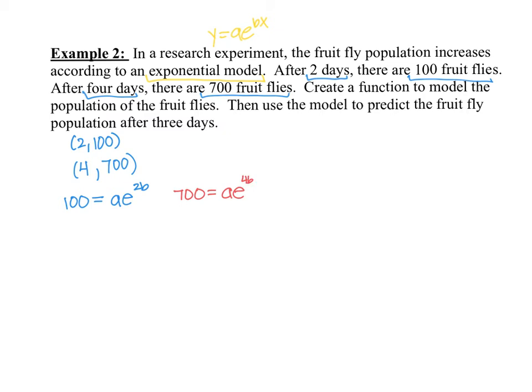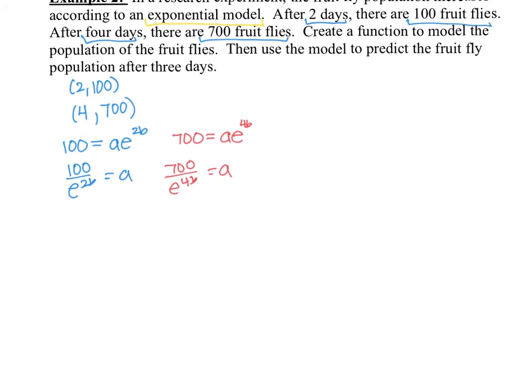Okay, well, I have 2 equations, 2 unknowns, so I'm going to solve a system of equations. There is more than one way to do it, so you may find a different way is better for you. I'm going to use the substitution method because it looks like it can solve for a fairly easily. So on the first equation, if I divide by e to the 2b, I get a. On the second equation, if I divide by e to the 4b, this is also equal to a. Since they both equal a, I can use substitution method and set them equal to each other.